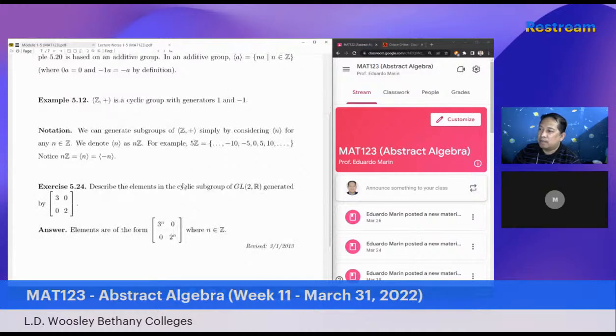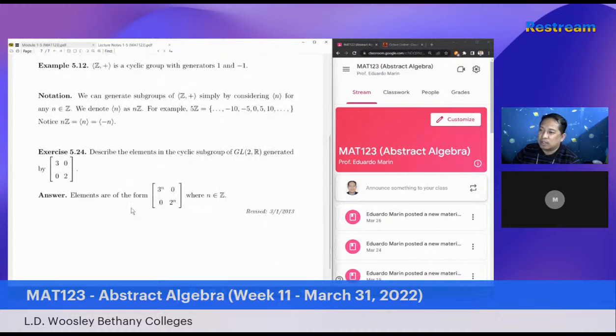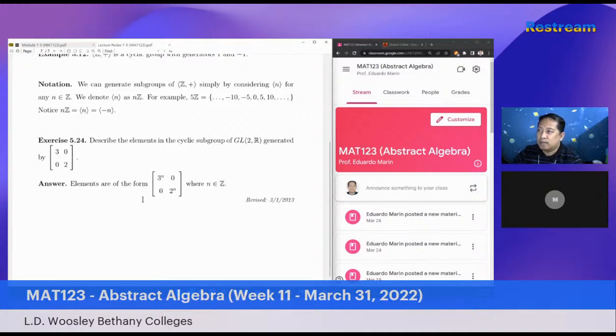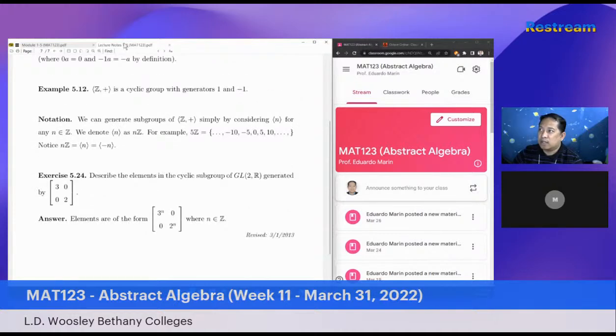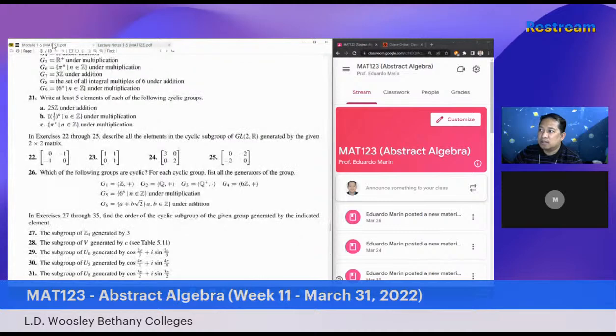So here, describe the elements of the cyclic group generated by the matrix [3 0; 0 2]. The elements are in the form [3^n 0; 0 2^n]. So there is this generation of the cyclic group. It is like the base of the cyclic group. All right. So let's go back to our module.